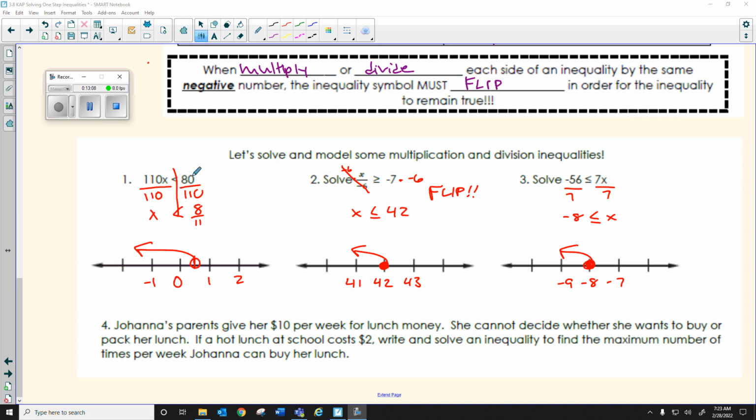Alrighty, looking at those first 3, if you actually do 8 divided by 11 or 80 divided by 110, I simplified it to get rid of those zeros to make it 8 over 11. If you do the decimal, that's fine. It's just not a pretty one, so I just left it like that. Open circle, it's going to be somewhere in between 0 and 1, and then go that way.